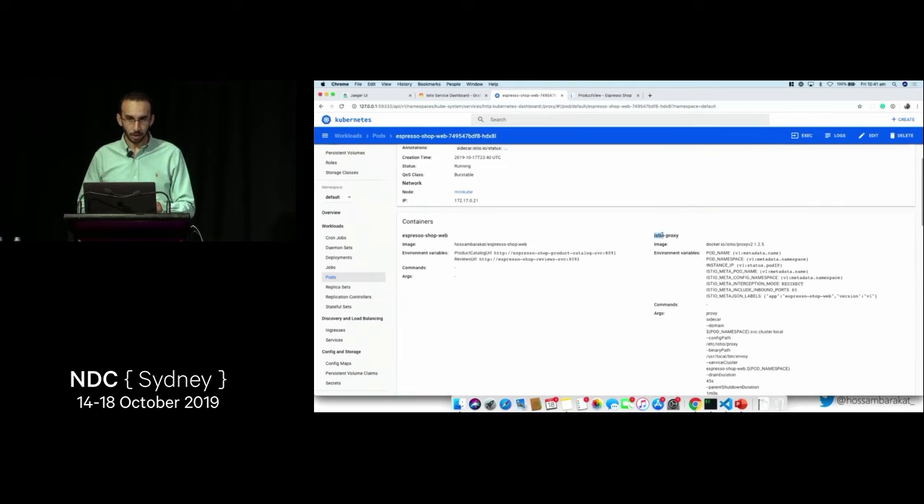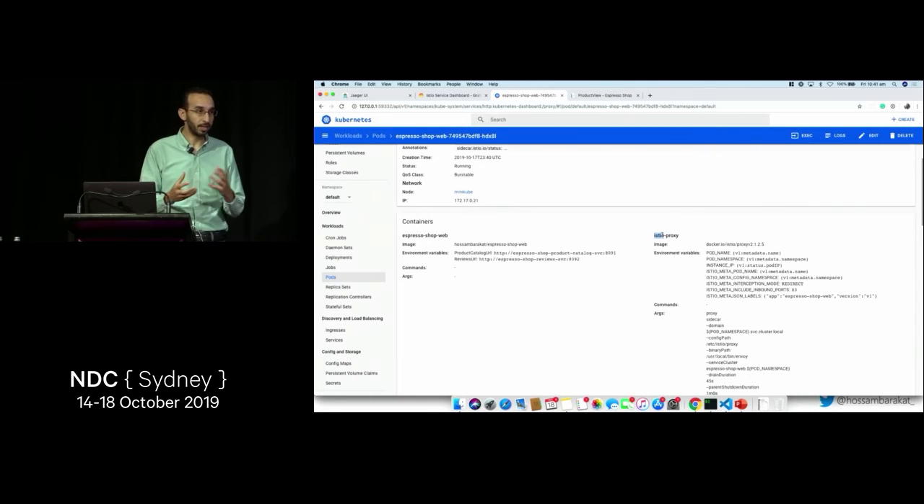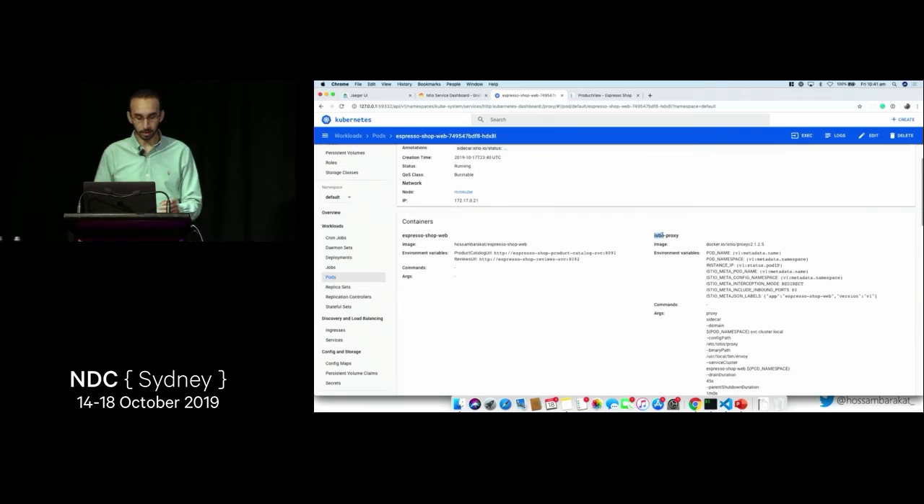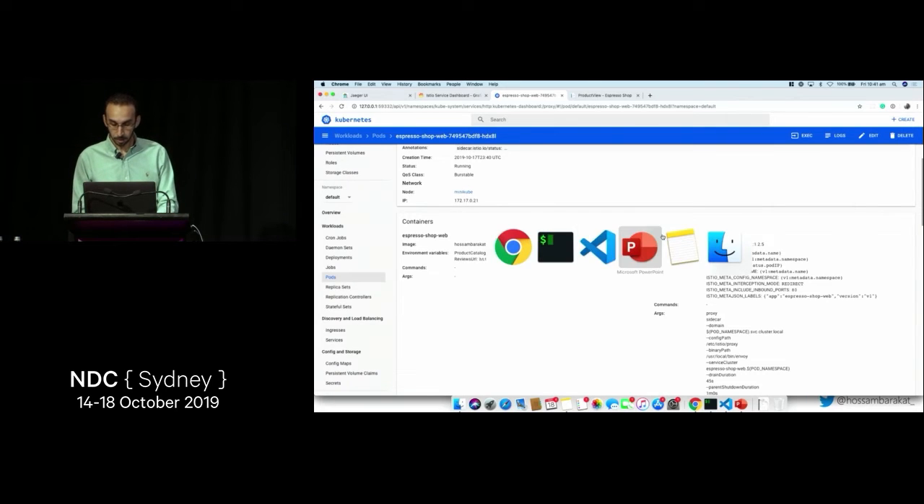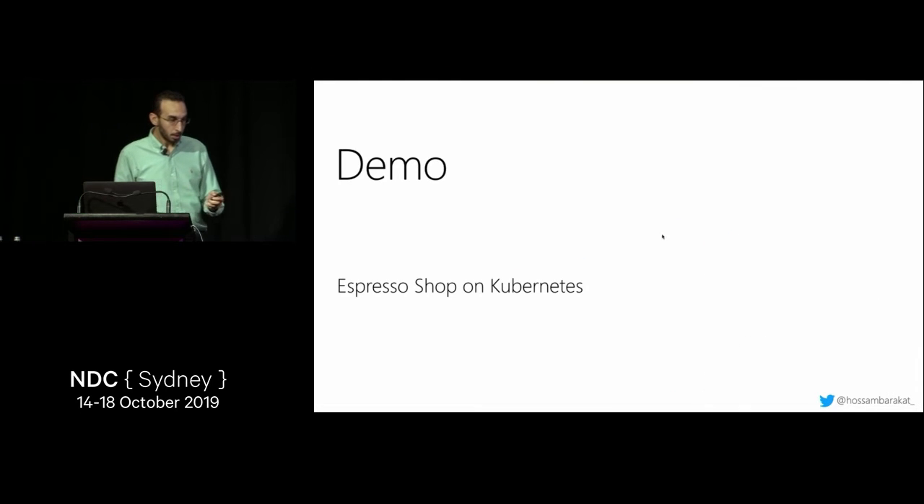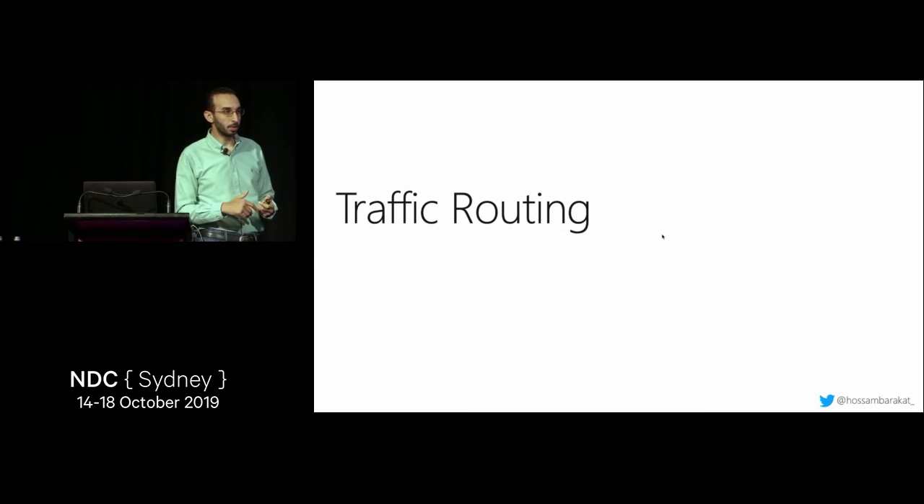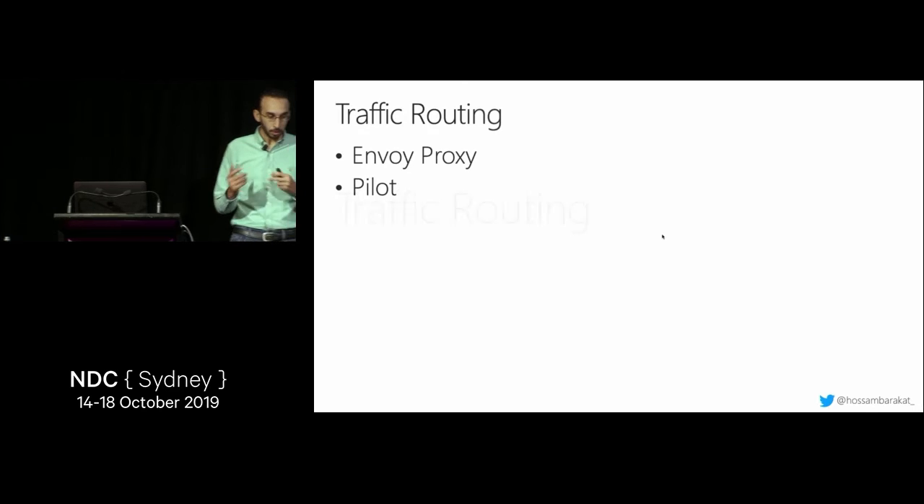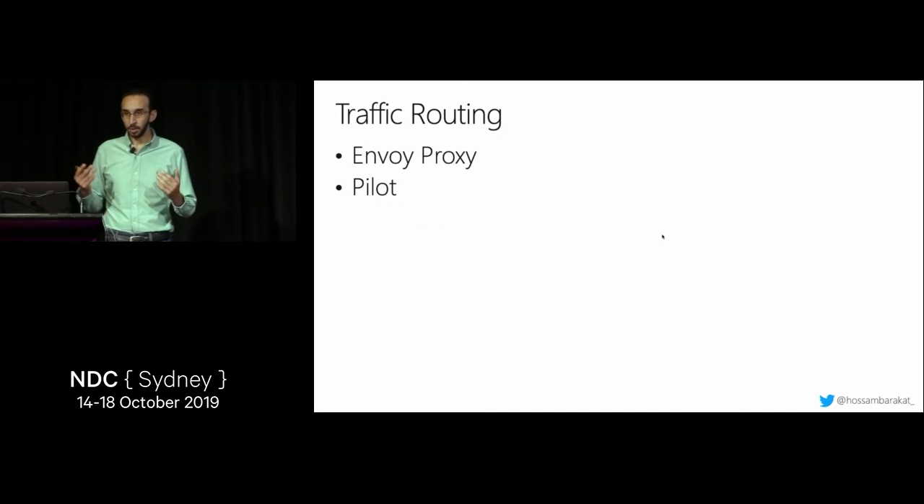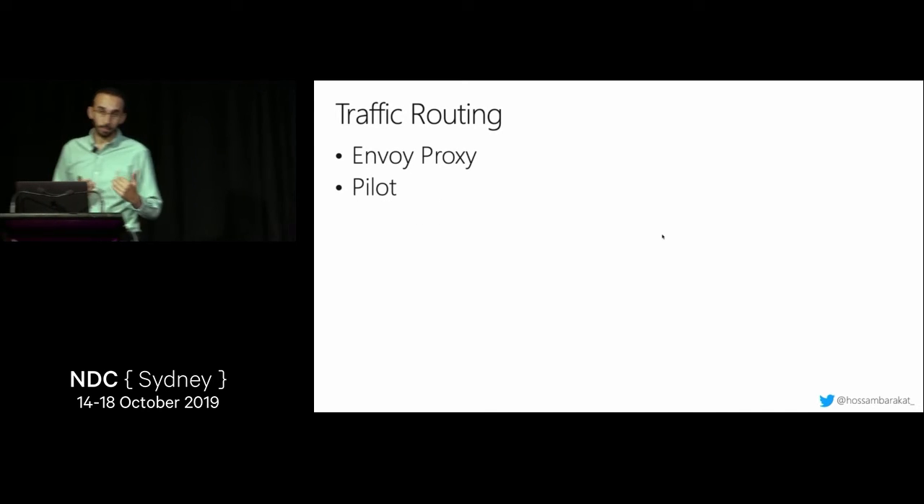So what if I would like to have more control over that traffic? How can I apply that? To do that, I'll get back to the slides for a second. We need to understand how traffic routing is applied inside the Istio service mesh. There are two key concepts or objects that we need to understand: the Envoy Proxy and Pilot.